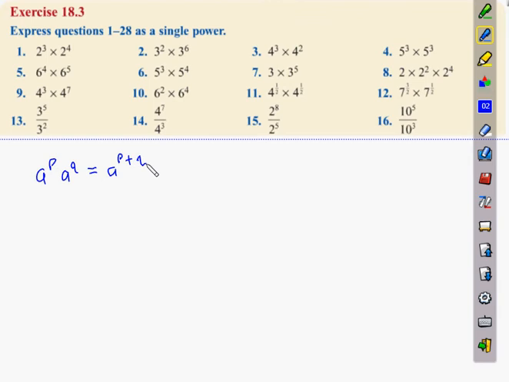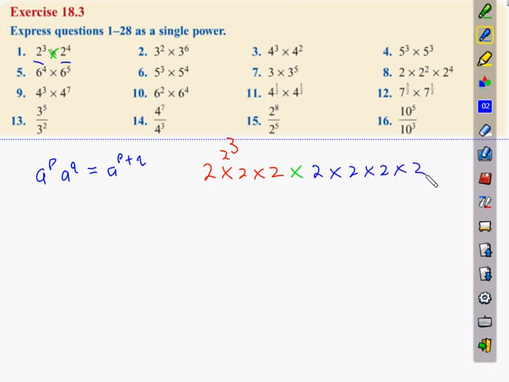What we have here in question 1 is 2 to the power 3 multiplied by 2 to the power 4. Now what this means is 2 to the power 3 means 3 of them. So it means 2 by 2 by 2. That's 2 to the power 3. Are we happy with that? That's being multiplied by 2 to the power 4, which is going to be 2 by 2 by 2 by 2.